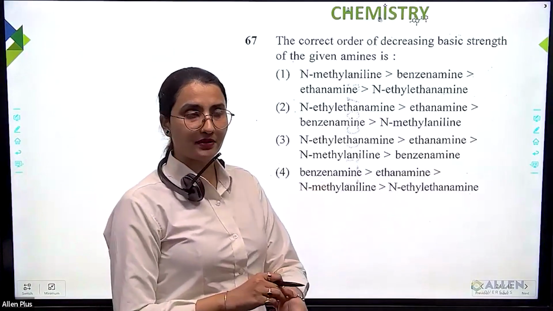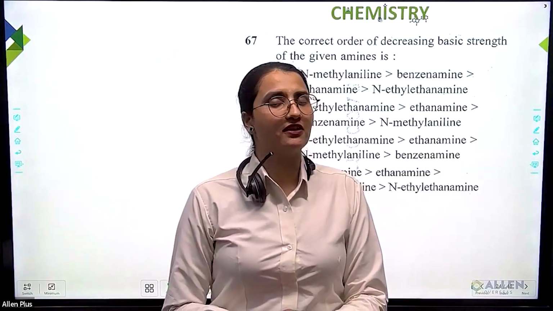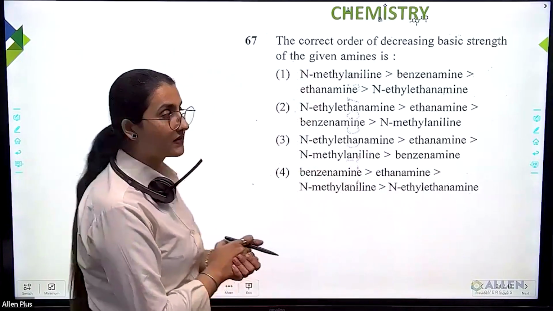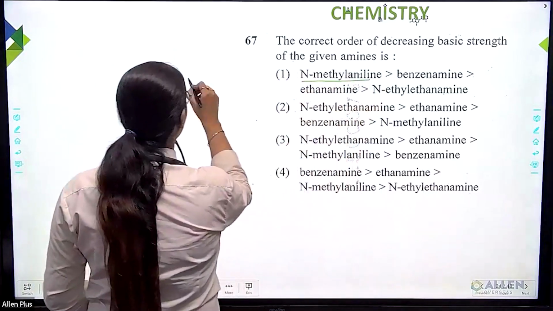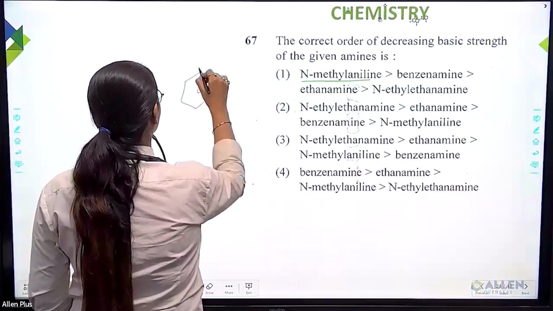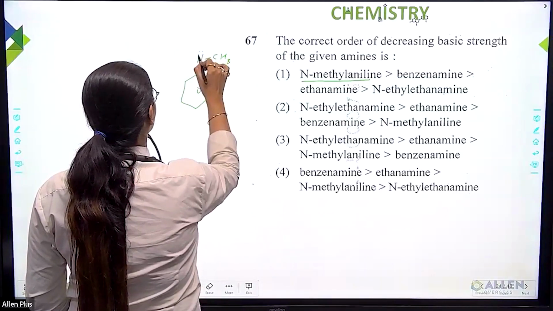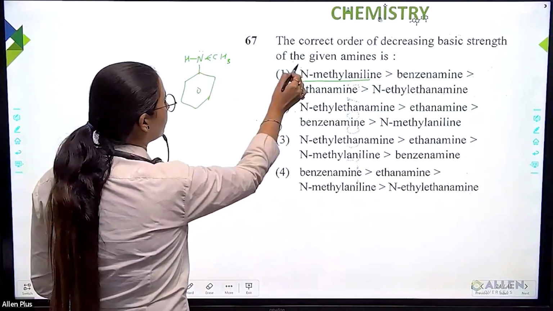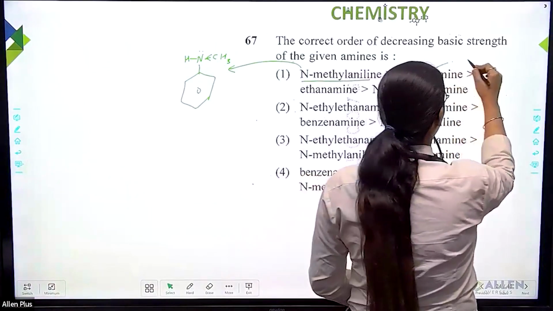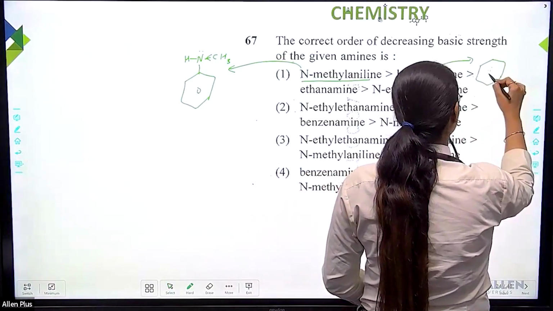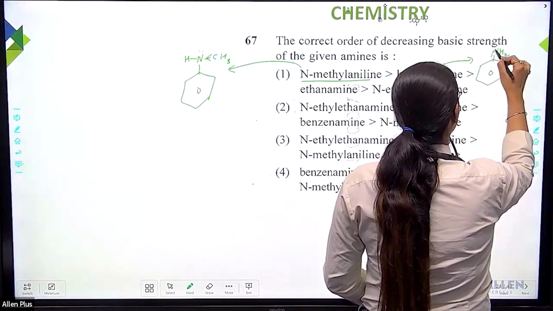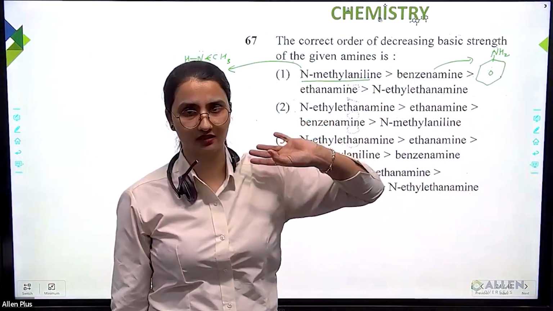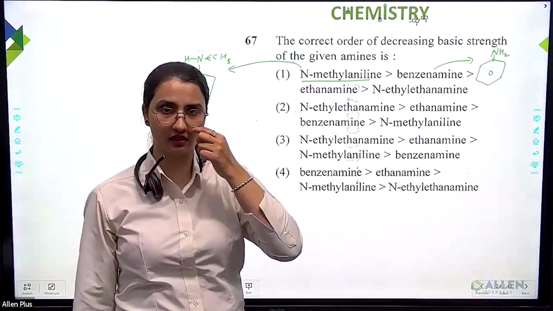Next, it's from the amines chapter. We know basic strength is more if electrons are not delocalized or we have electron donating groups. Right? Let's draw the structure. What is the structure of N-methyl aniline? The electrons are in conjugation in the ring, but the methyl group is donating. What is the structure of benzenamine? Students, benzenamine is aniline. Electrons are in delocalization. This is right. And methyl aniline would have more than benzenamine because there is an additional donating methyl group.